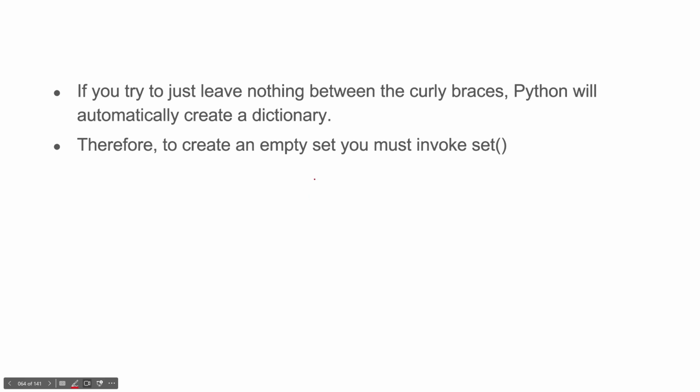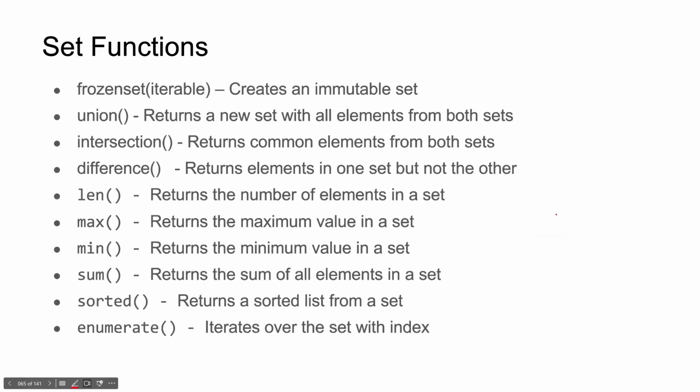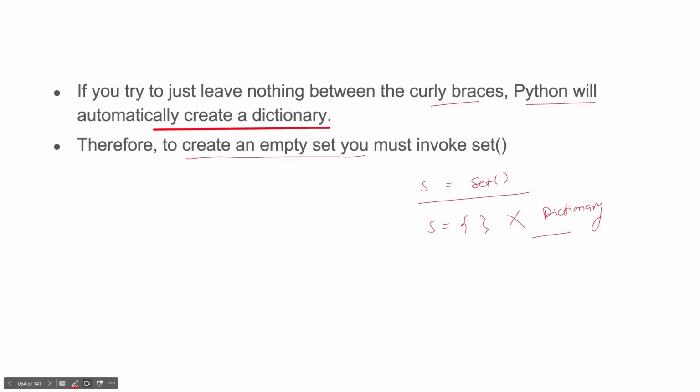So if you leave nothing between curly braces, Python will automatically create a dictionary. Therefore, to create an empty set, you must invoke set. You can create an empty set like this, not like this, because this is a dictionary. Okay, there are so many other functions that we will see tomorrow.